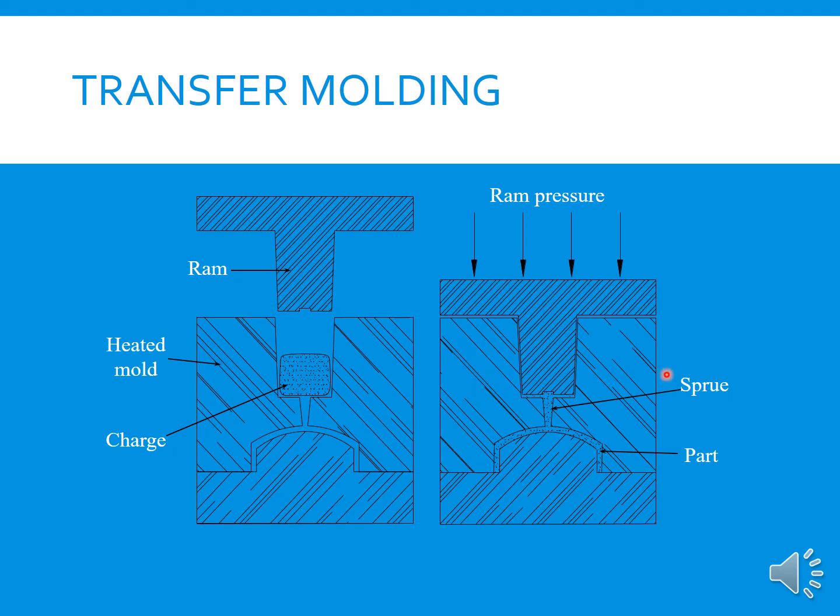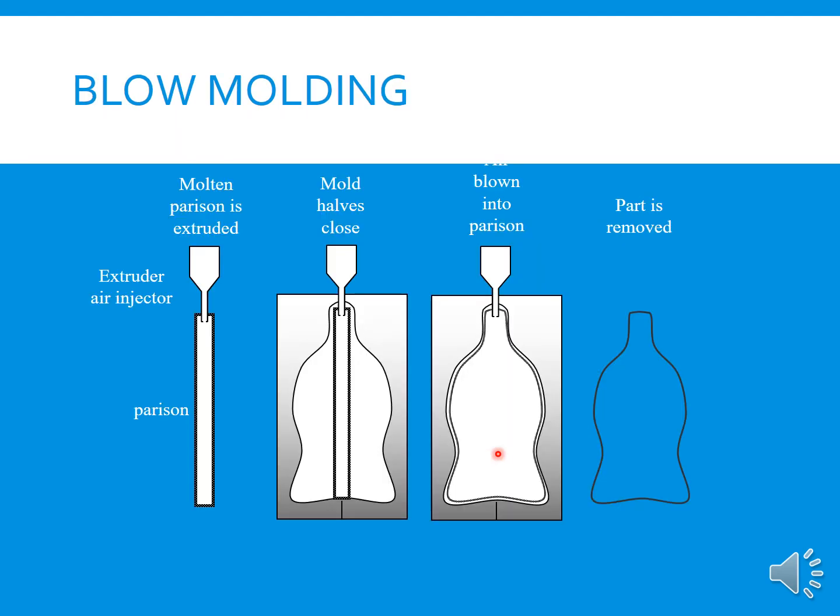Okay, next we have transfer mold. Transfer mold, for this example here, means we have a ram, and we have the charge here, and it also uses a heated mold, and we press, and then the material goes through a sprue here and this part is separated. This we call transfer, and then this sprue part we will remove, not use, only the part area we use.